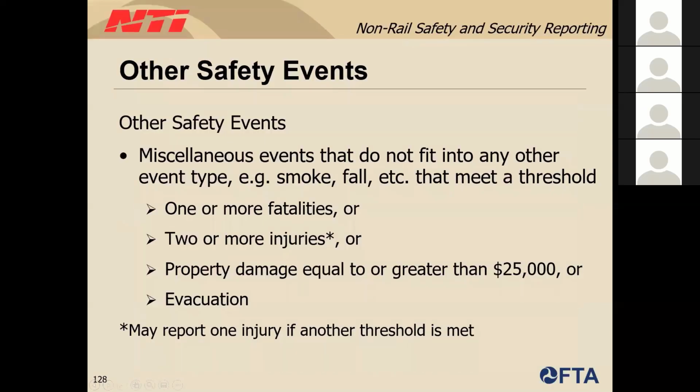The final major event type is Other Safety Events. This is your miscellaneous category. These events meet one or more of the following thresholds: a fatality, 2 or more injured persons, property damage of $25,000 or greater, or an evacuation. Please note you may report an other safety event with 1 injury if another threshold is included. Here are some examples that you can view.